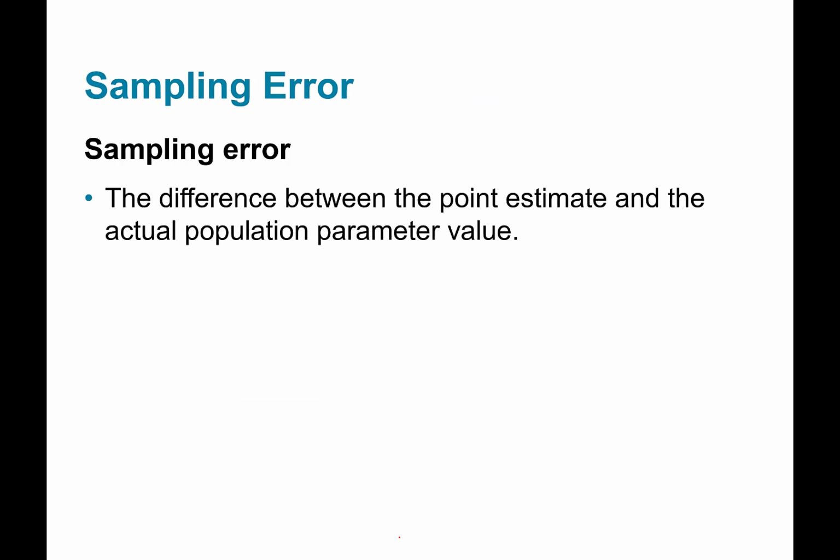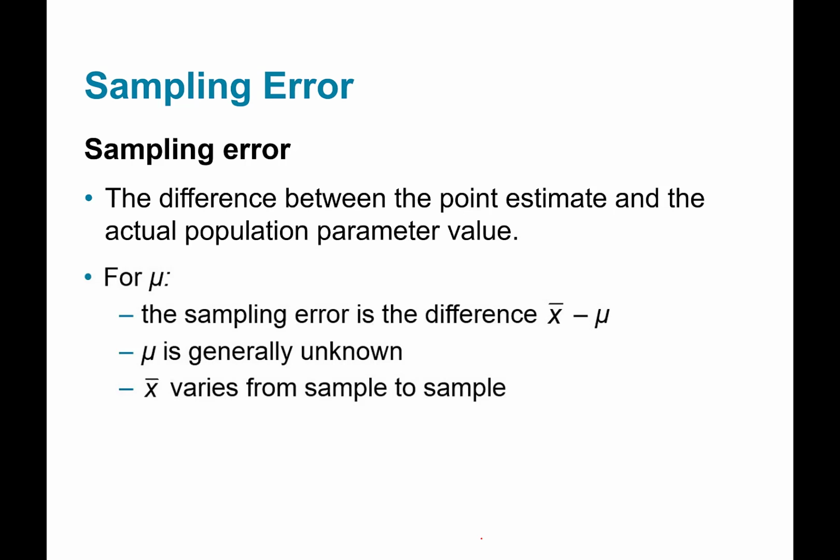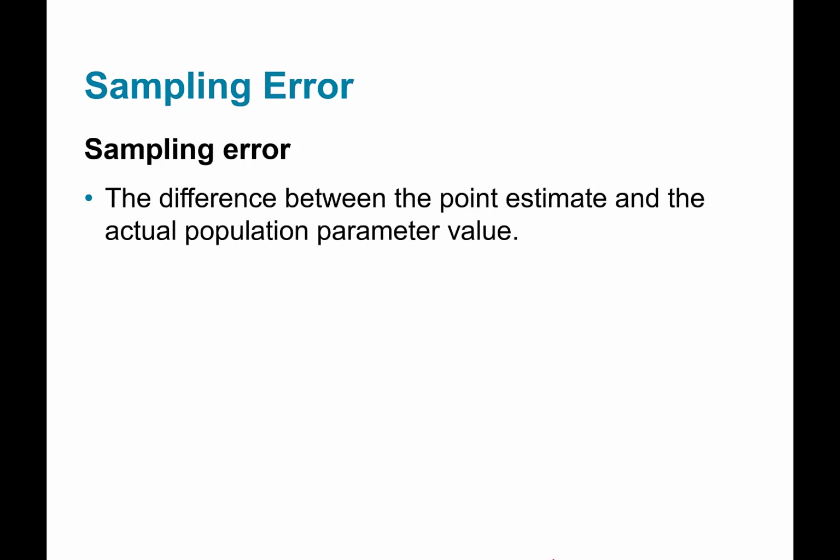Sampling error is the difference between the point estimate and the actual population parameter value. Going back to what I was talking about before, if you have a point estimate, it is going to be wrong most of the time. It's not often that your sample mean is exactly equal to your population mean. It just doesn't happen normally. So with sampling error, we're going to be wrong. It's just how wrong our point estimate is.